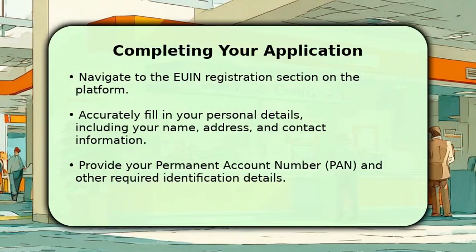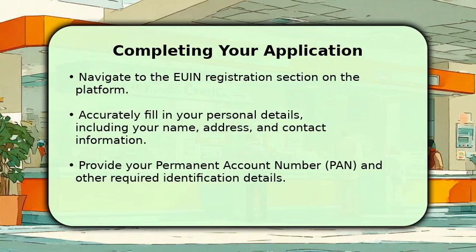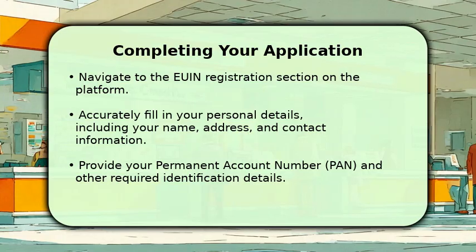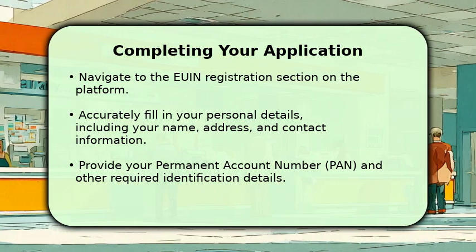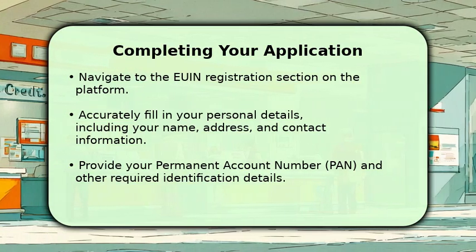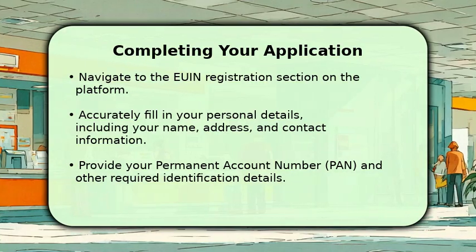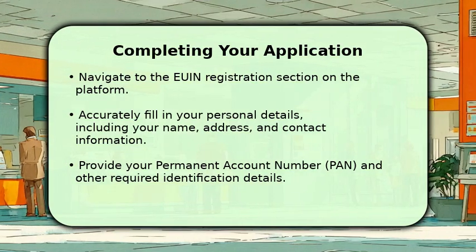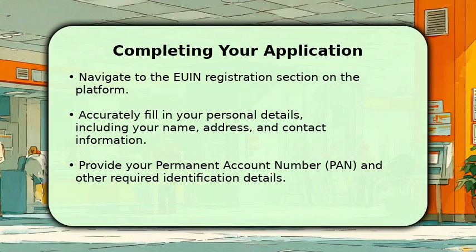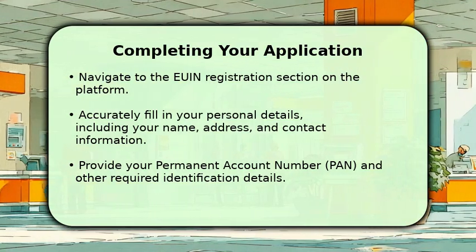Next, you will need to accurately complete your application form. Navigate to the EUIN registration section on the platform and carefully input your personal details, including your full name, current address, and contact information. Crucially, provide your permanent account number, or PAN, and any other required identification details. Double-check all entries to ensure accuracy before proceeding to the next step in the registration process.